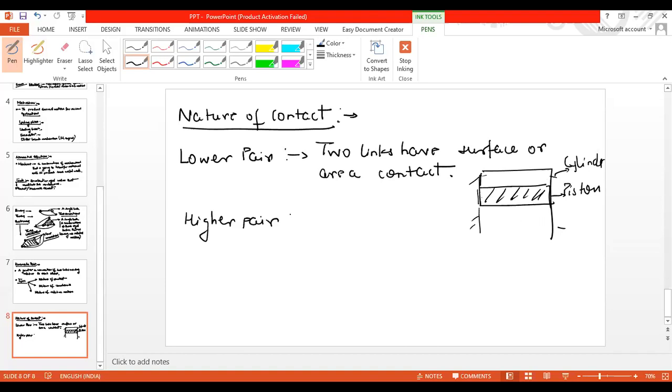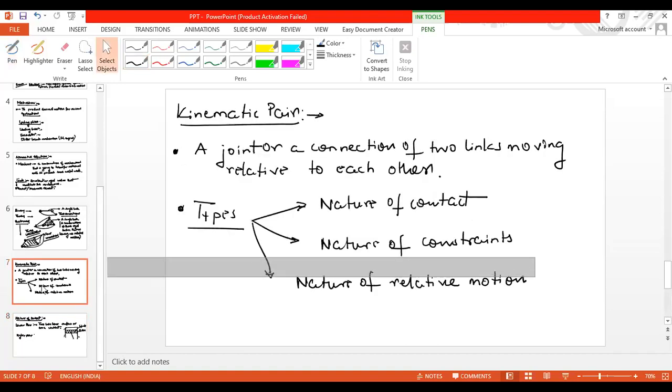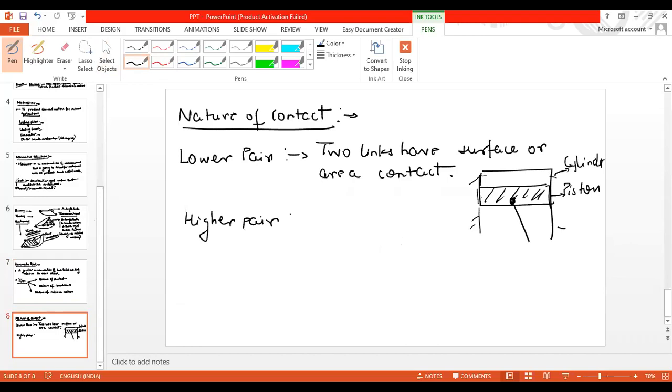Now again, let me fix this connecting rod as well. Now, again, we know that here we have one more joint. So what is this pair? Can anyone guess? Will this be a lower pair or a higher pair? So let me define higher pair as well. It's very easy. If you have a lower pair, you have surface or area contact. And if you have a higher pair, then two links have point or line contact.